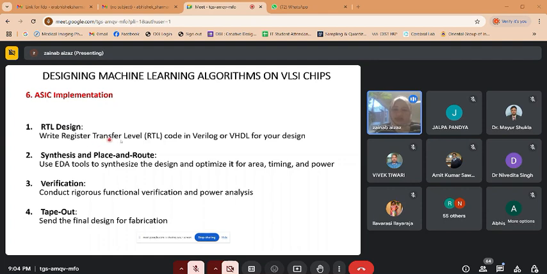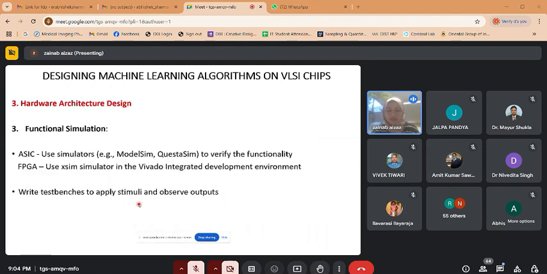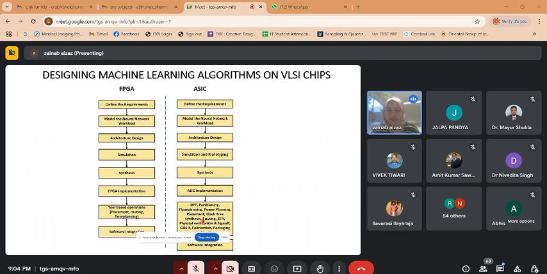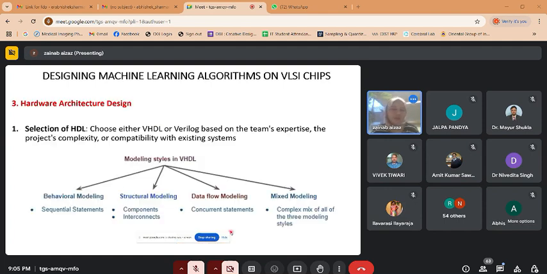Write register transfer language, RTL. You do place and route for yourself. You do verification, okay? And then what is a tape out? A tape out is something that you send to the foundry for making your ASIC. It's done after everything, this block I just told you. After all of these things are done, the last product is the tape out, so that you send to the foundry, and they make the chip for you. Okay.